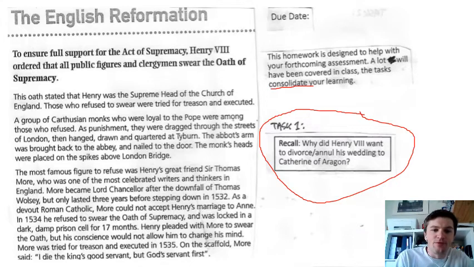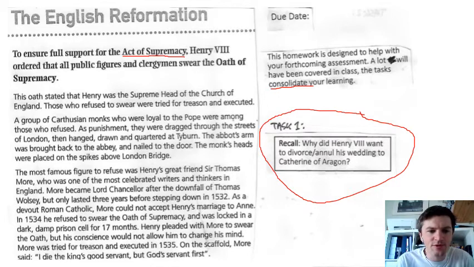To ensure full support for the Act of Supremacy. So I need you to just try and remember what that was. Henry VIII ordered that all public figures and clergymen swear the oath of supremacy. This oath stated that Henry was the supreme head of the Church of England. Those who refused to swear were tried for treason and executed.